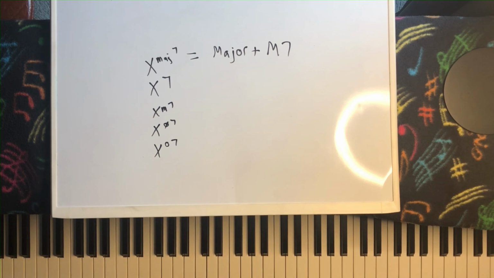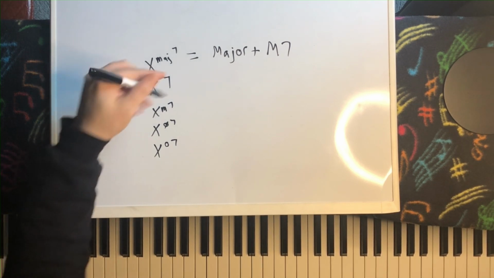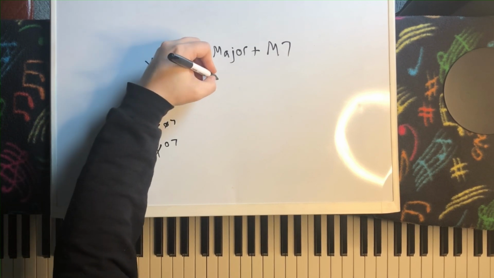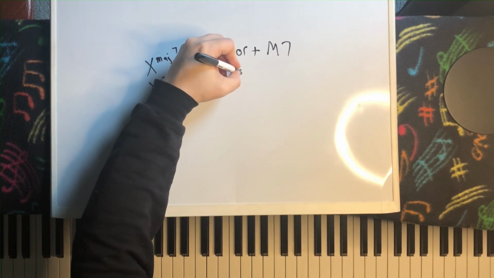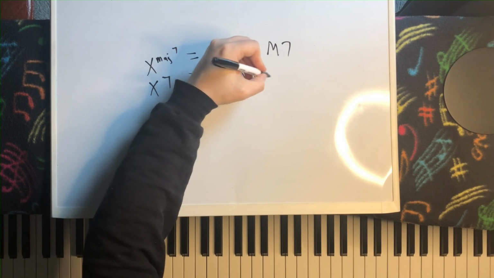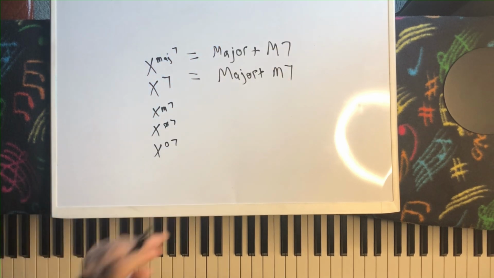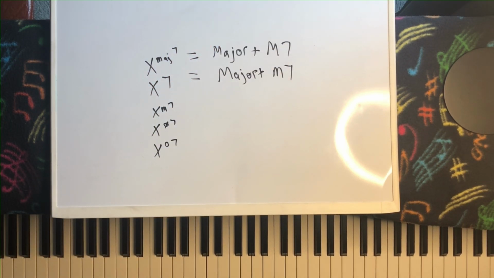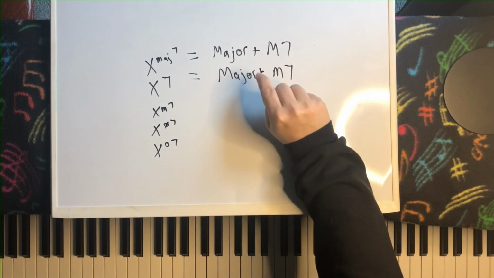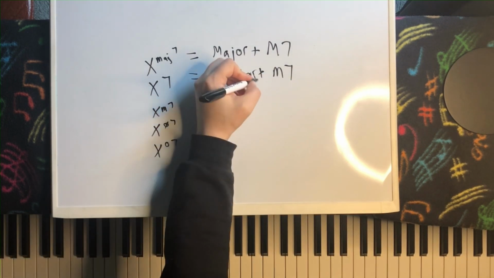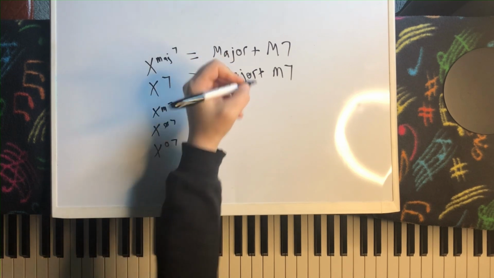Then I'll use a lowercase m for a minor 7th. Okay, X dominant 7. It's going to be a major chord plus a minor 7th. That's a pretty easy way to remember it, right? Then we don't have to think about all these chords individually. We can just think of the bigger building blocks here.